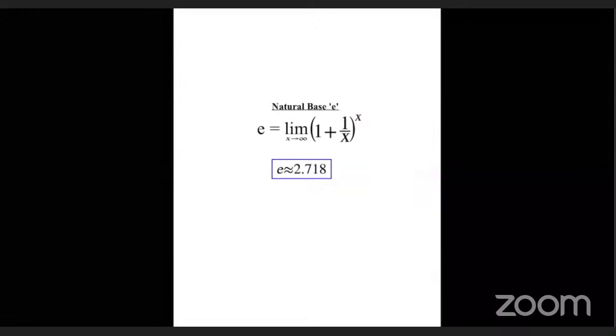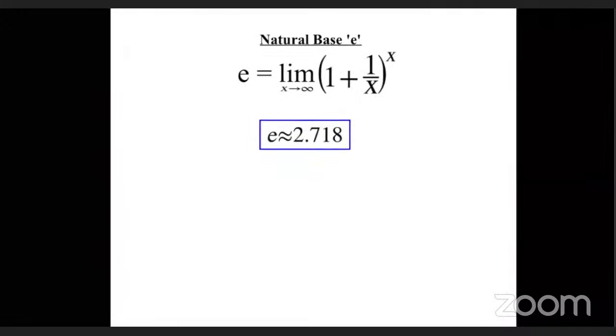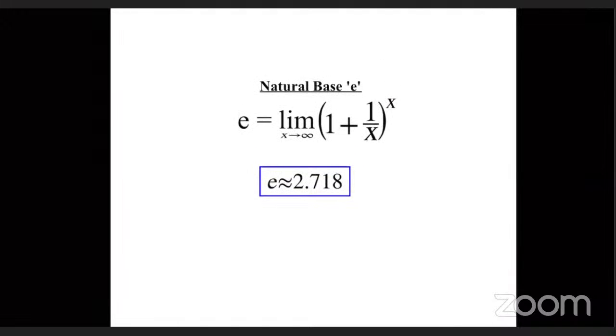All right, next we're going to get introduced to this thing called the natural base, or the letter E. E is actually a number. You'll see right here that it is a limit. We know limits, and it says as x approaches infinity of that equation, (1 + 1/x) raised to the x, as x goes to infinity, gives you this number.